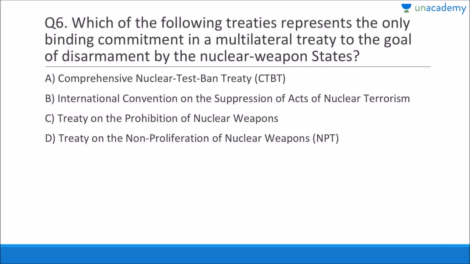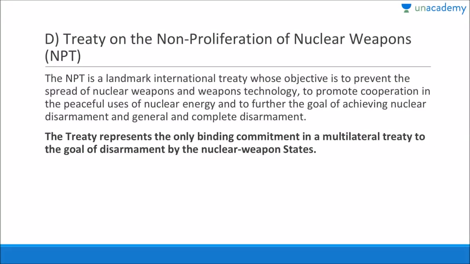Which of the following treaties represents the only binding commitment in a multilateral treaty to the goal of disarmament by the nuclear weapon states? So that is the Non-Proliferation Treaty, okay, NPT. So NPT is a landmark international treaty whose objective is to prevent the spread of nuclear weapons and weapons technology, to promote cooperation in the peaceful uses of nuclear energy, and to further the goal of achieving nuclear disarmament and general and complete disarmament. And the treaty represents the only binding commitment in a multilateral treaty to the goal of disarmament by the nuclear weapon states.